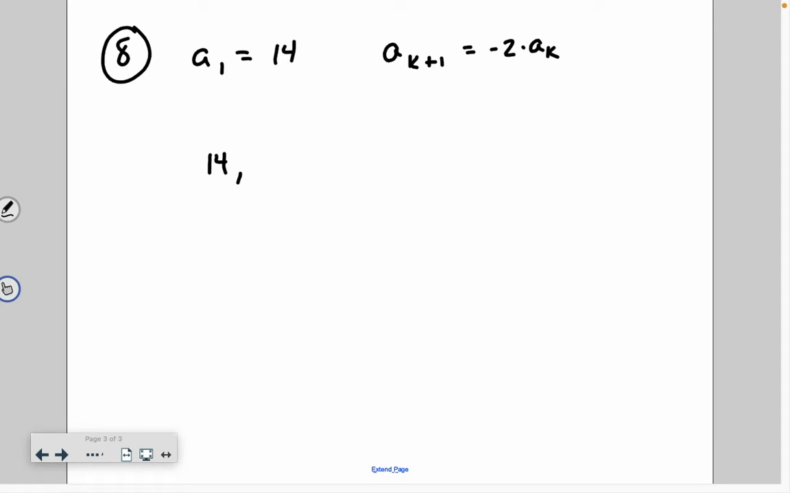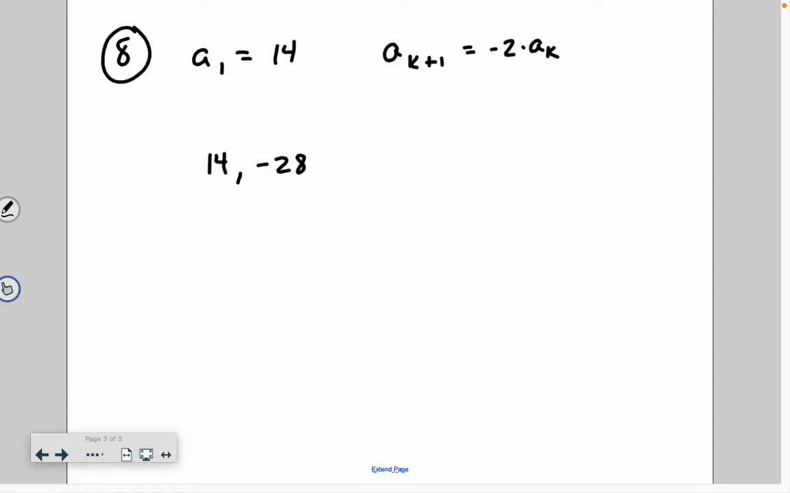So here's the term. In order to get the next one, all we have to do is multiply that by -2. We get -28. And then do it again and again and again. Okay? Now, if that doesn't make sense, let me give you an example here. Let's say I just pick a number for k, so you can actually see what's going on.